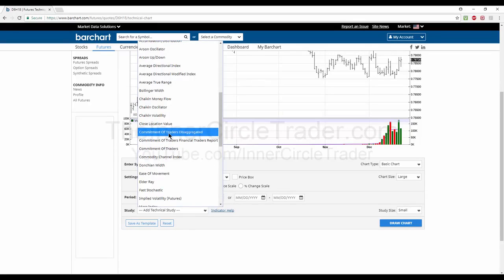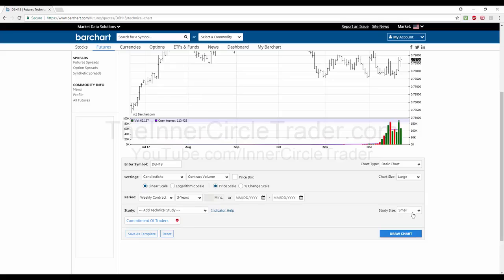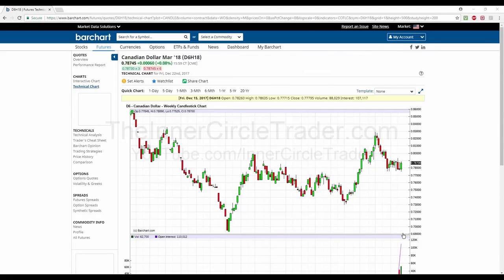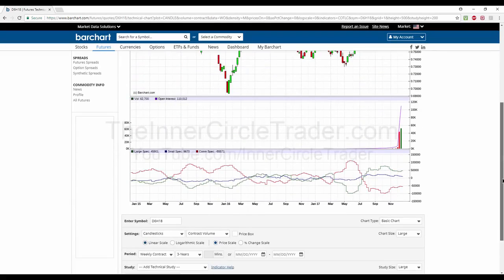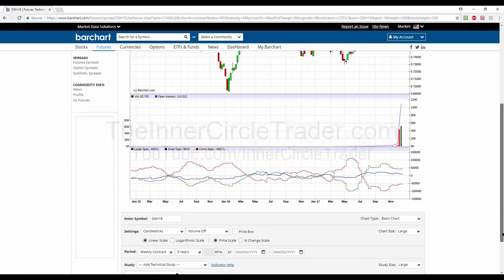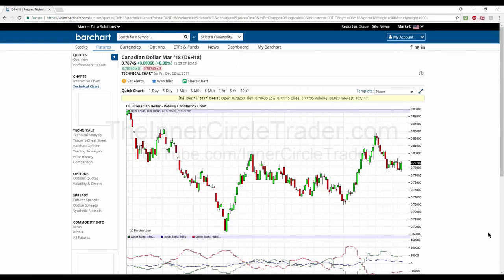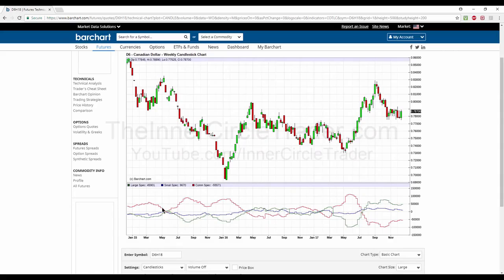Now there's several here. There's Commitment of Traders disaggregated. Then we have Commitment of Traders financial traders report. Then Commitment of Traders. We just want this one. Okay, click on that, and we want to maximize that to large. And we're going to click on draw chart, and it'll pop up here. And again, let's take our volume off and then redraw that. That way we have our chart with the Commitment of Traders report plotted.